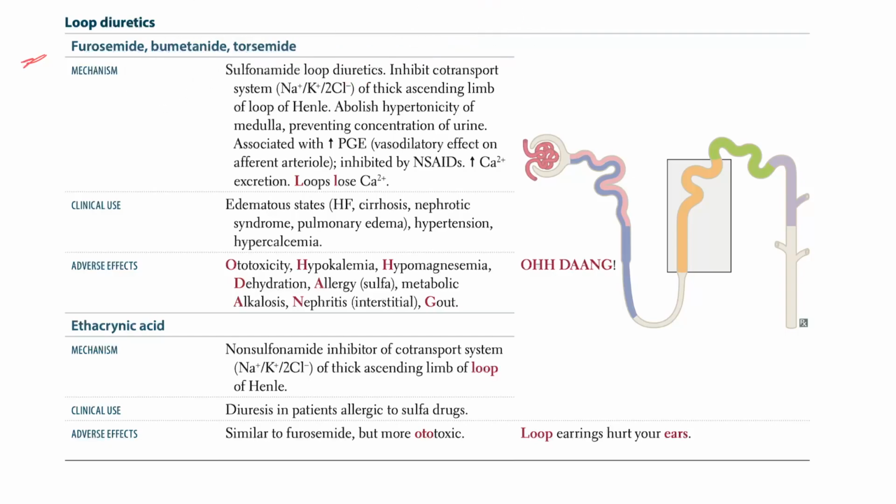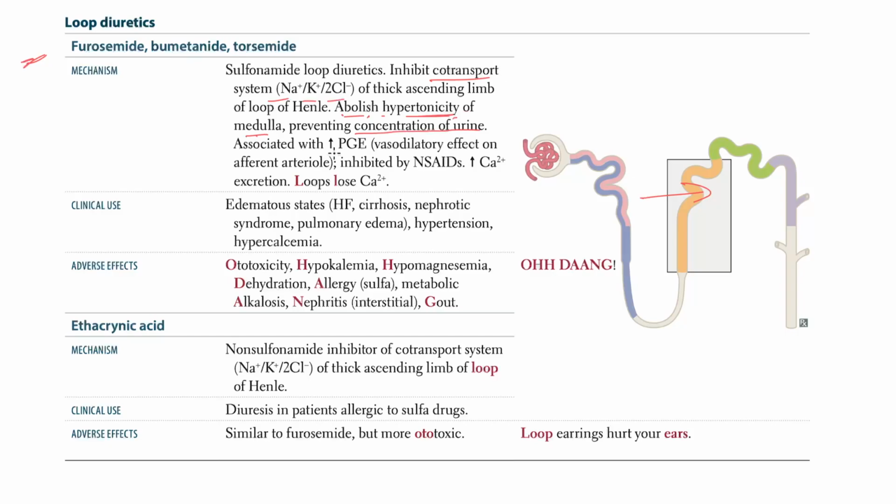What is the mechanism of loop diuretics? They inhibit the sodium, potassium, and 2-chloride co-transport, which is here. So it is the sodium chloride co-transport. They inhibit this channel at the thick ascending limb of the loop of Henle. They abolish the hypertonicity of the medulla, preventing the concentration of urine.